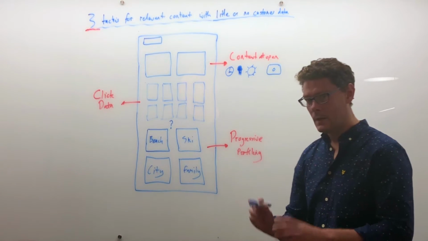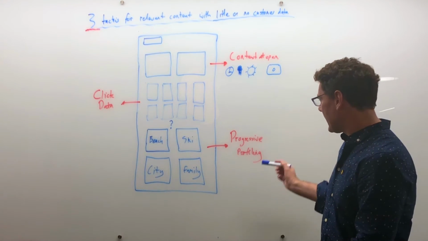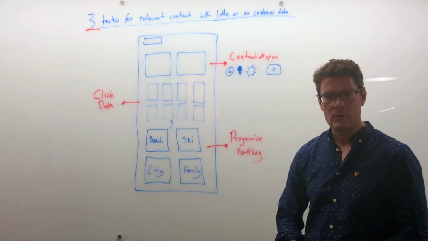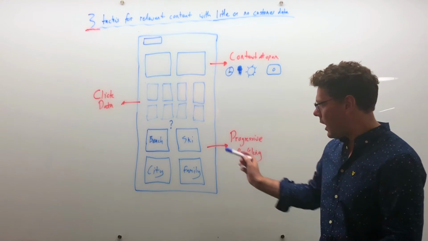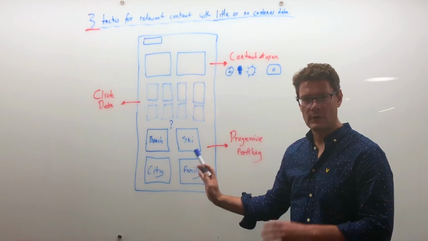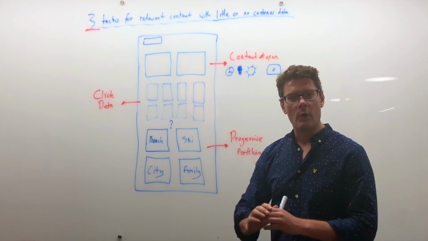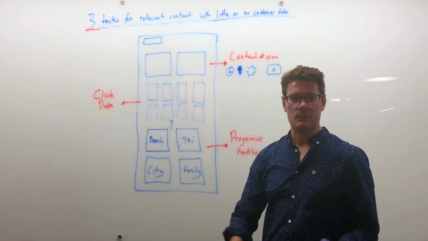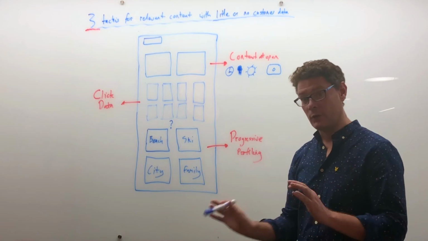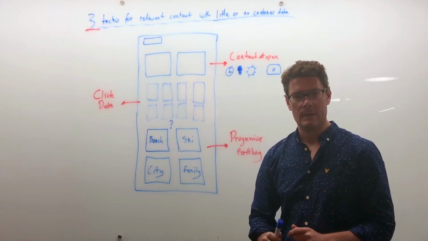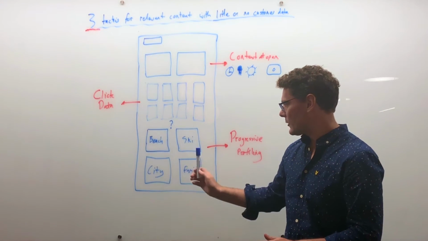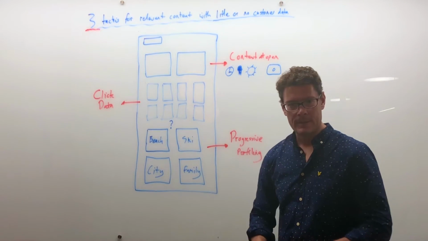And then the third idea is using something that's known as progressive profiling. And this is where you can ask someone, normally a question in an email, of what they are interested in, what their favourite is, what their preference might be. So if you're a travel brand, for example, you could ask them what kind of holiday they like to go on, whether it be beach, ski, city, or family.